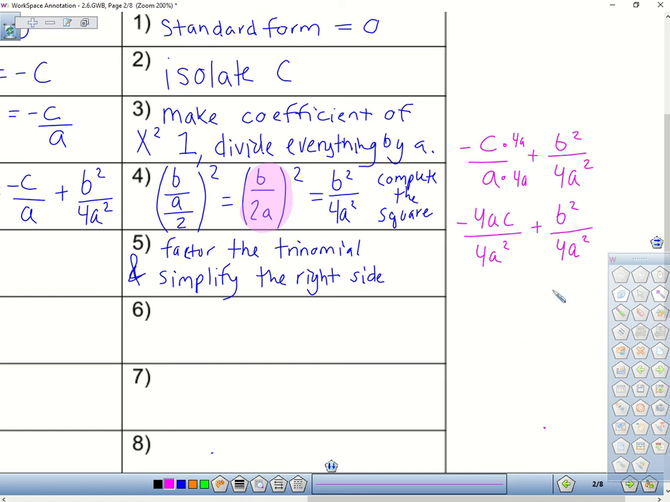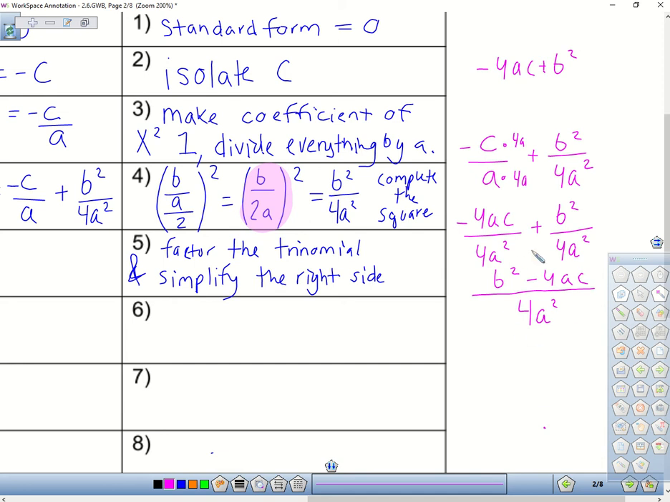Whenever you have a common denominator for fractions, it's going to become one big fraction with the denominator that you have in common, and you're going to add the numerators. Now in this case, I'm going to add it, and you could write it as negative 4ac plus b squared, but I'm going to write it backwards. I'm going to just flip those terms around and write it this way, which is still mathematically correct.